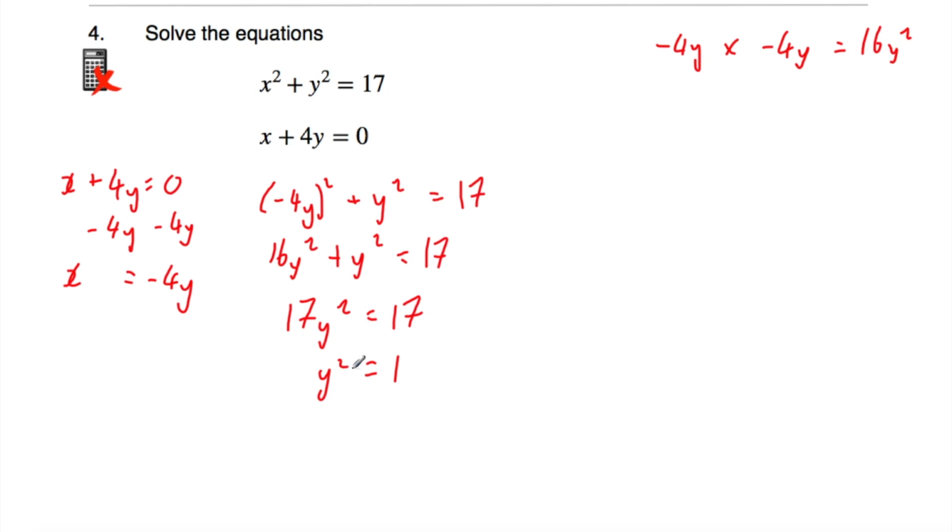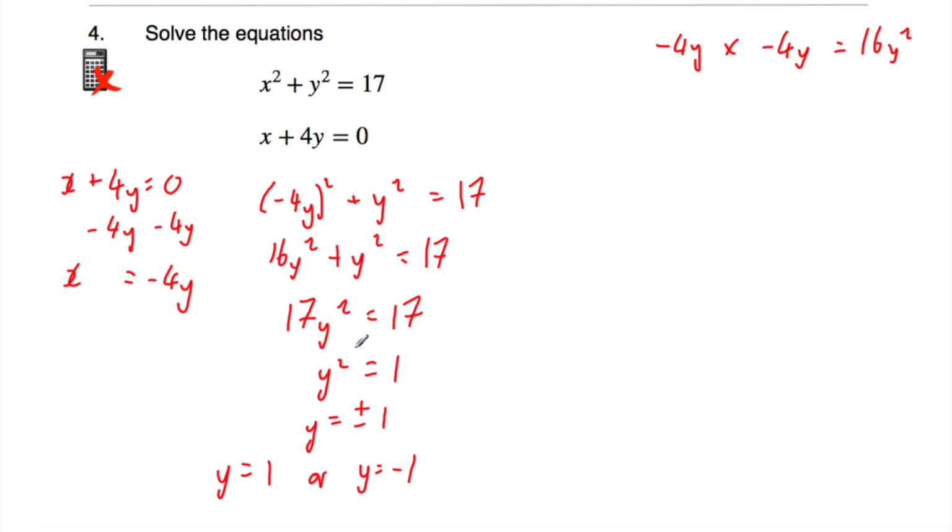And now, if you've got y squared is equal to 1, that means that y could be equal to 1, or y could be equal to negative 1, because 1 squared is 1, and negative 1 squared is 1. So that means that y is equal to plus or minus 1. There are two solutions there. Either y is equal to 1, or y is equal to negative 1. So let's write that: y is equal to 1, or y is equal to negative 1.